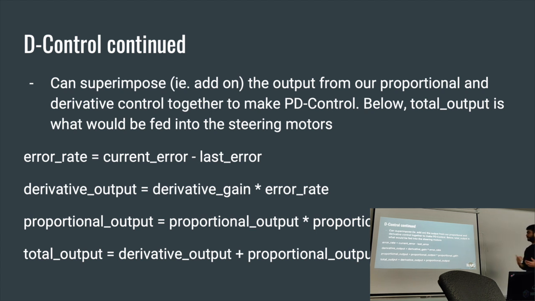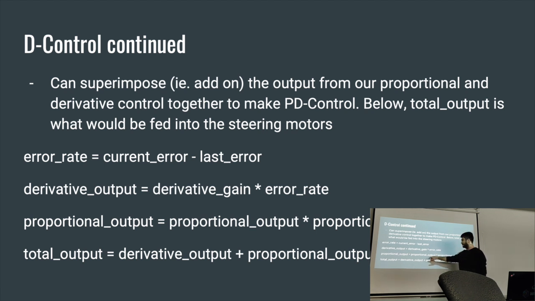So, PD controller. Say we have total output. We calculate the error rate, which, as from the previous slide, is the current error minus the last error. The output from my derivative controller, my D controller, would be some derivative gain, as we mentioned previously, multiplied by the error rate, which is what we had before. The proportional output is the same as in the P case. We don't touch that, right? So we have a proportional output, which would be the error multiplied by our proportional gain.